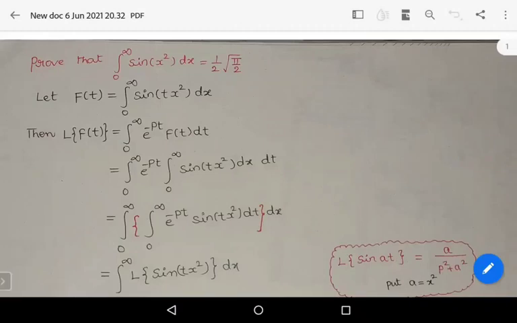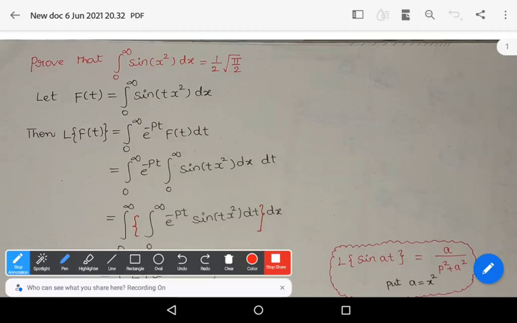In this video, we prove an integral by using Laplace transforms. Let us see that. Prove that integral 0 to infinity sine of x square dx is equal to half into square root of pi by 2. To prove this integral, let us take f of t is equal to integral 0 to infinity sine of tx square dx. Observe that we define f of t as an integral 0 to infinity sine of tx square dx.